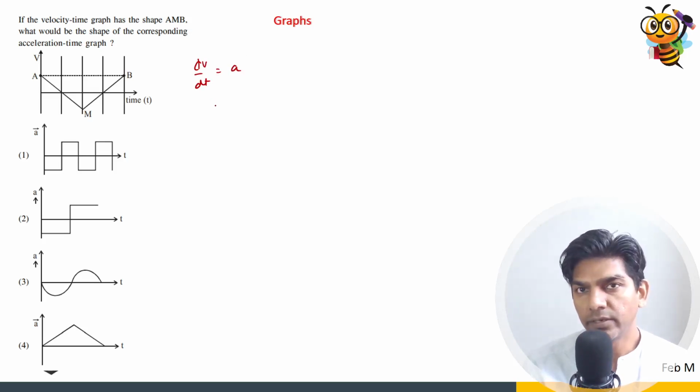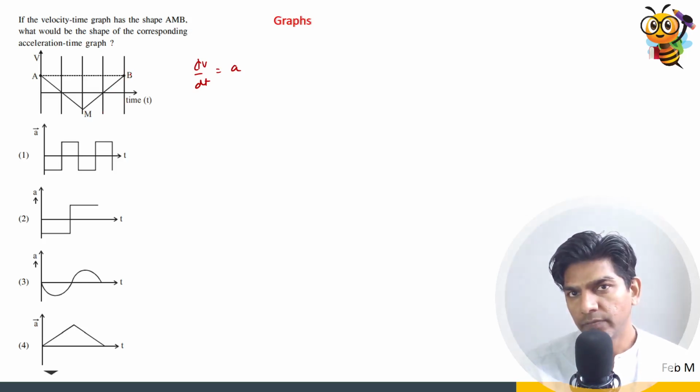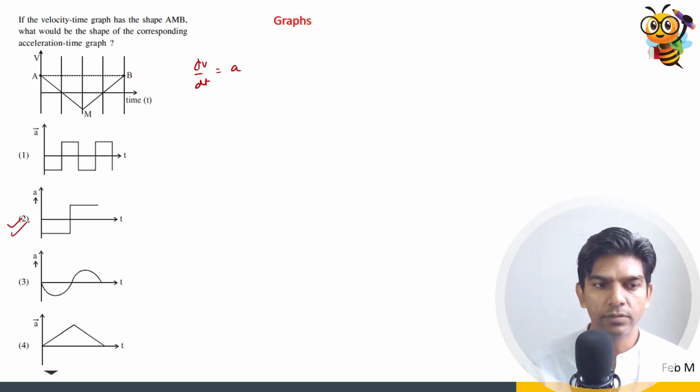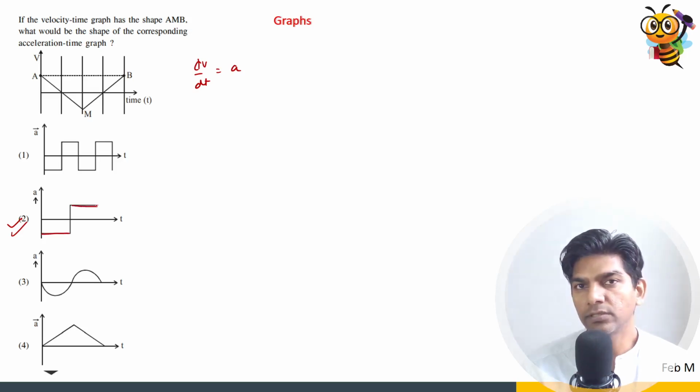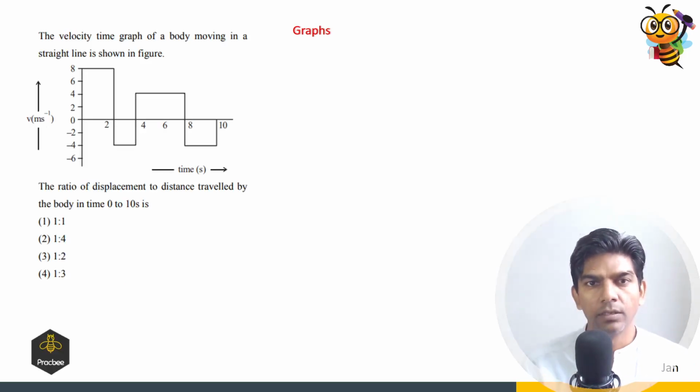So if dv by dt is negative, it will be negative acceleration up to a to m, right? So negative acceleration, and after that from m to b, velocity is increasing linearly, so it will be a positive acceleration. So option 2 is the right answer. First it is negative and then it becomes positive, and in both cases it is constant because the velocity-time graph is linear.